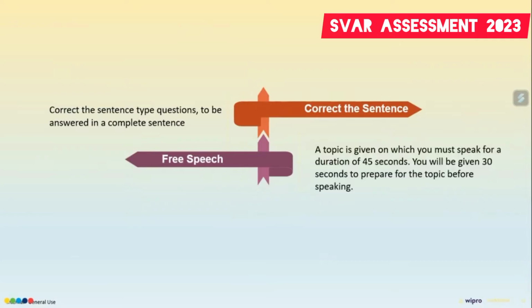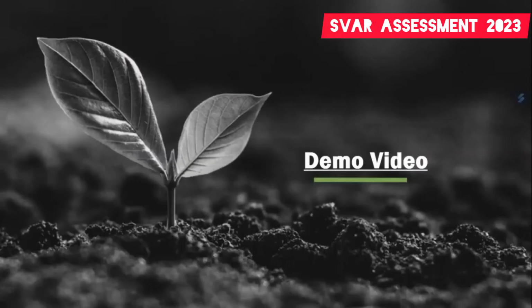and that way you complete the answer in a complete sentence. Free speech is the last section in the SWAR assessment. A topic is given on which you must speak for a duration of around 45 seconds. You will be given 30 seconds to prepare for the topic before you start speaking. This way, we end with the SWAR assessment.